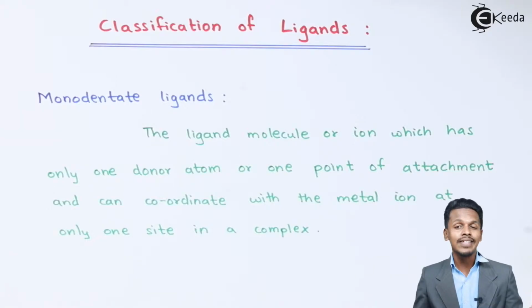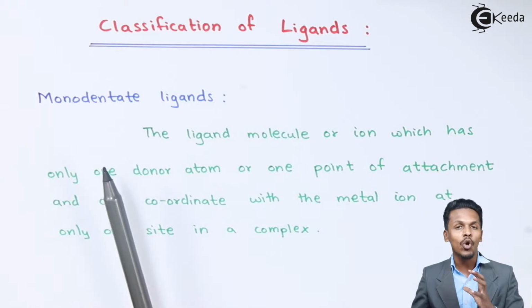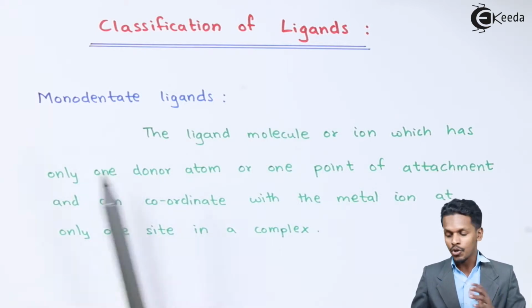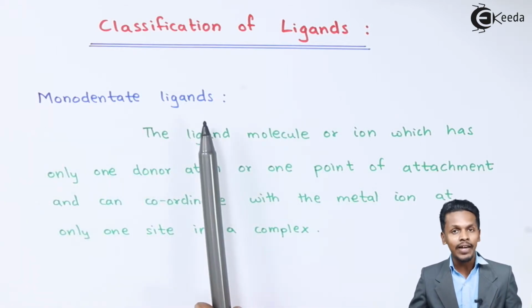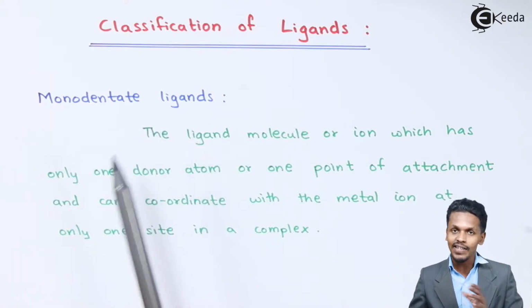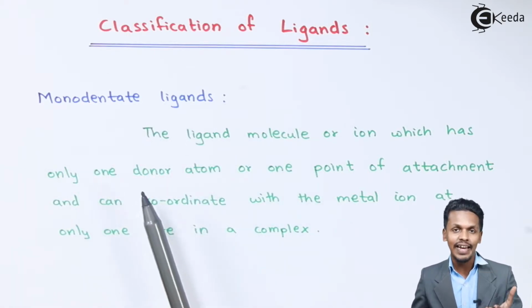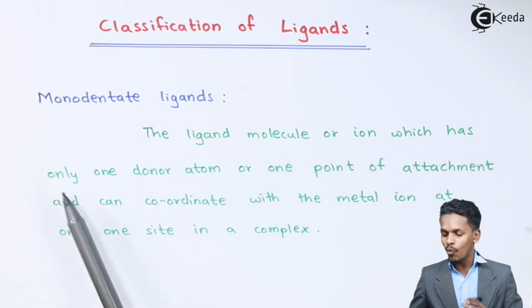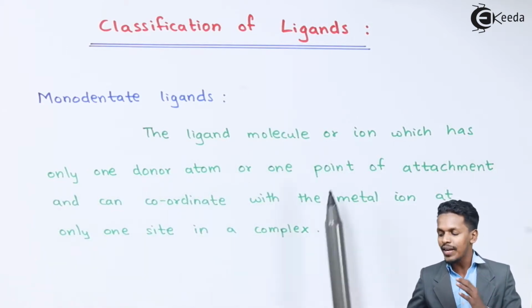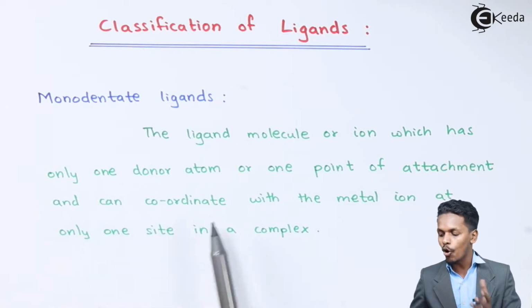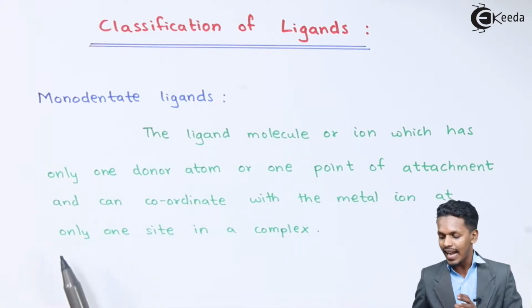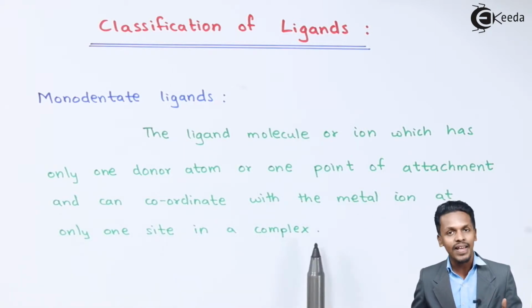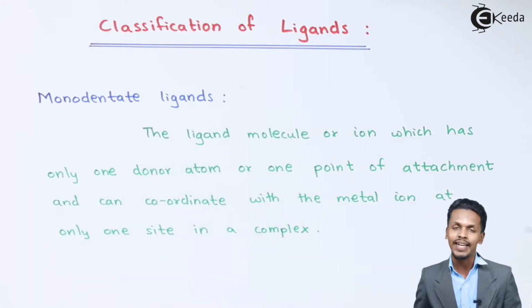So friends, now let us understand the classification of ligands based on the donor atoms. Talking about the first one, that is monodentate ligands. So what are monodentate ligands? Let us understand the definition and then the meaning of it. The ligand molecules or ions which have only one donor atom or one point of attachment and can coordinate with the metal ion at only one site in a complex are known as monodentate ligands.